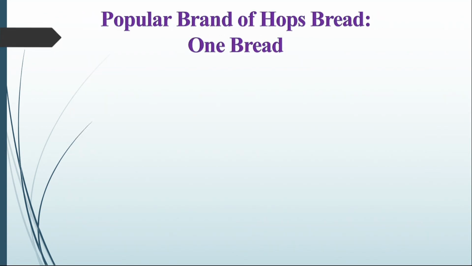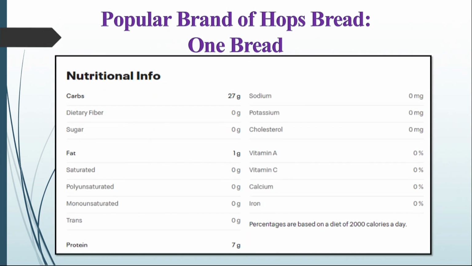What about a popular brand of Hubs bread? 1 Hubs bread will contain 27 grams of carbs, 1 gram of fat, 7 grams of protein. However, we don't see any vitamins or minerals in that Hubs bread.